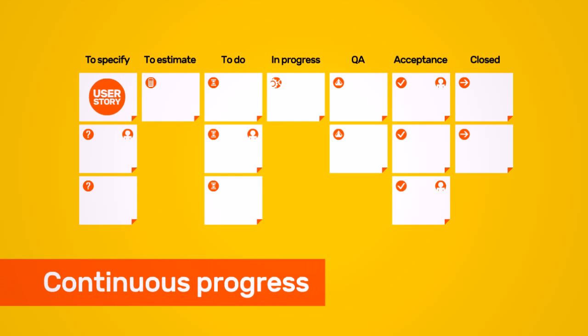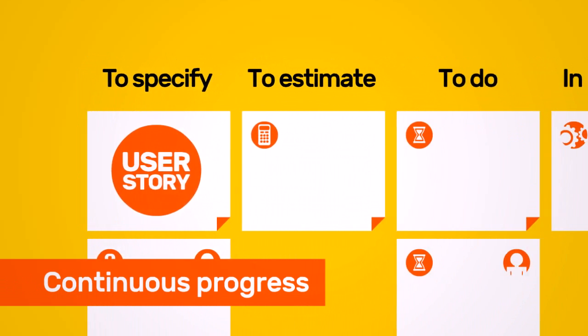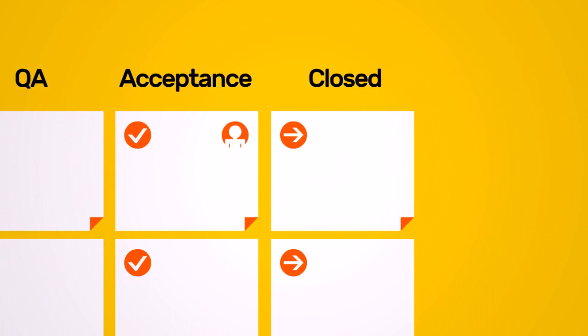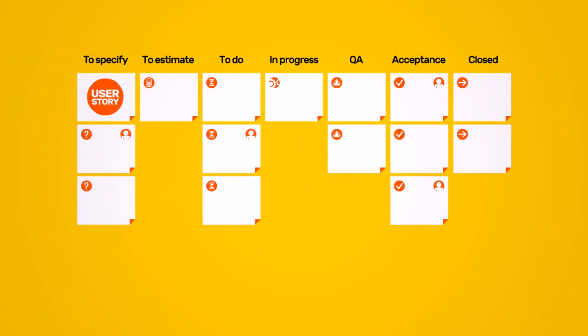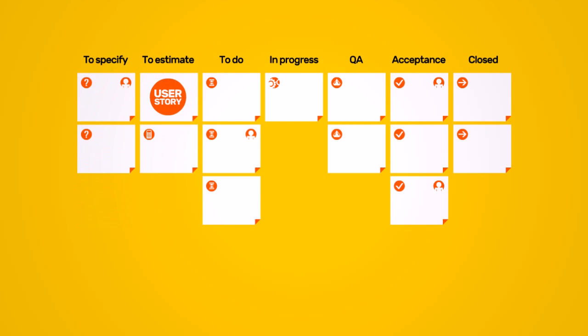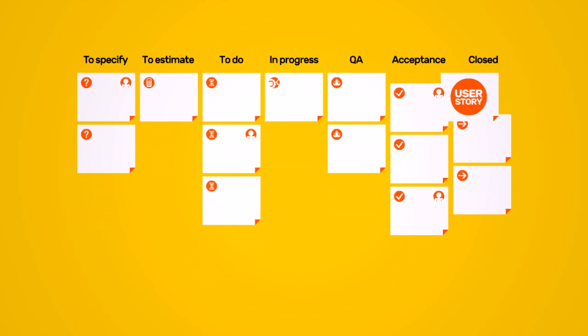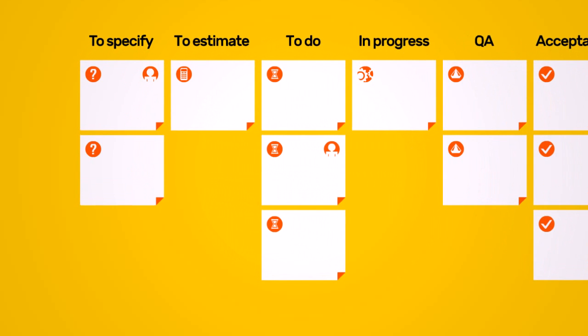A board is built of columns, and each column represents one or more Nomtek standard workflow statuses and contains the cards of all user stories within these statuses. User stories progress through the columns in the same way as through a production line, from to specify, via to estimate, to do, in progress, and quality assurance, to acceptance, and finally closed. The position of the story within the column determines its priority. The higher it is on the list, the higher the priority.